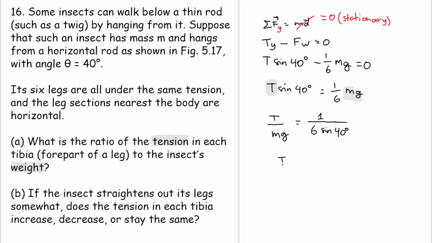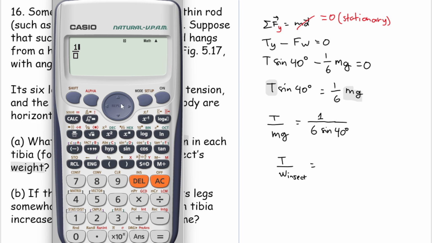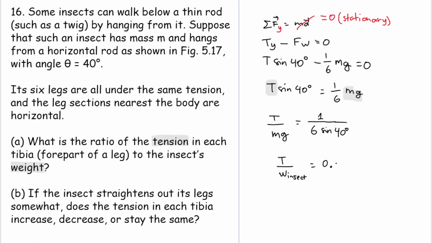So we can rewrite this mg as the weight of the insect. And I think we can calculate that, right? So I will have 1 divided by 6 sine 40 degrees, and I will have 0.259. And this is dimensionless because this is Newton divided by Newton, so we don't have any unit here. So that is the answer for question A.